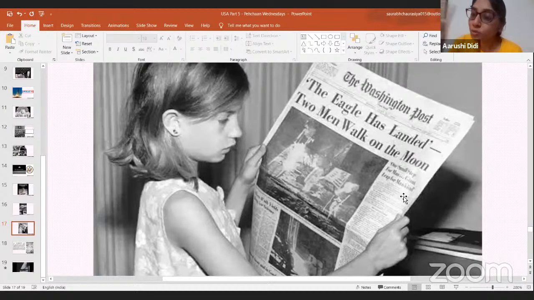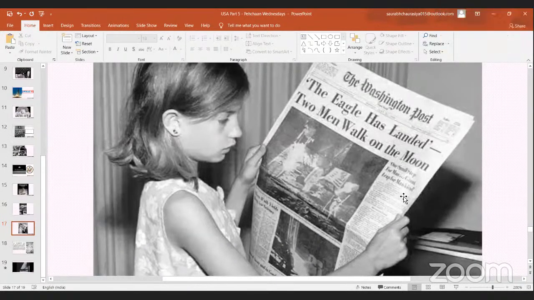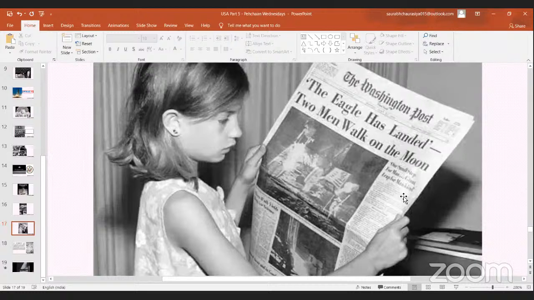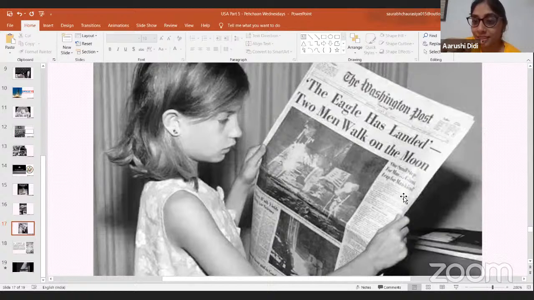And who are the two men who walk on the moon? Do you remember their names? The two astronauts? One is Neil Armstrong. Yes. And the second one? Uh, I don't remember. Okay, thank you for trying. Rukmini knows, I think. Buzz Aldrin. Correct. Great job, Dildar and Rukmini.